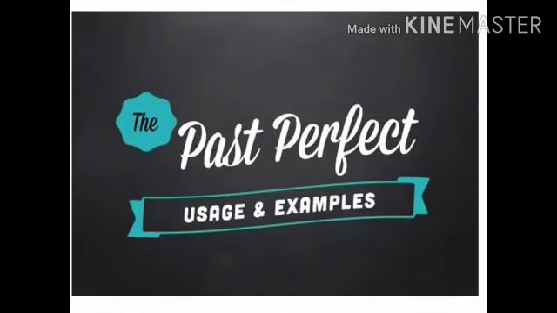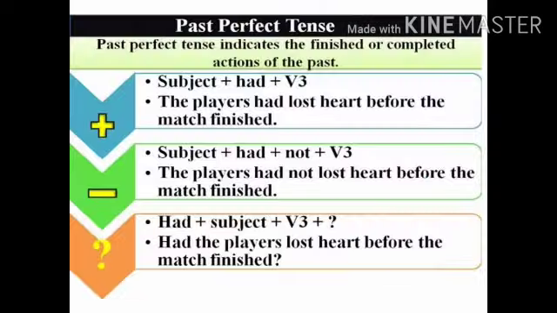This is the second part of the past perfect lesson. In the previous video we have learned how to form the past perfect. In this lesson I am going to teach you when to use the past perfect with examples. Let's get started. Have a look at the structure of the past perfect tense for affirmative, negative and interrogative.